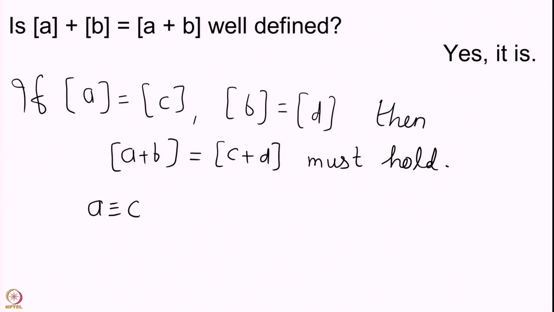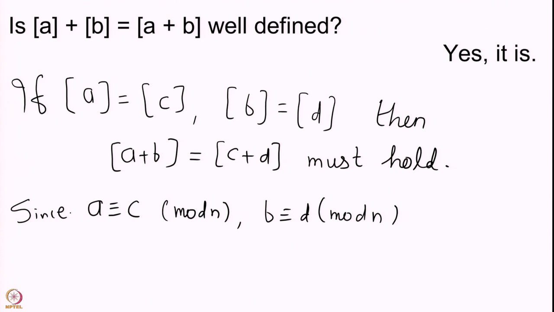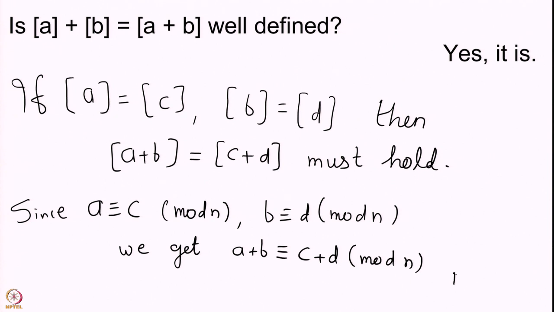So, how do we ensure that this holds? First of all, because class A is class C, we have that A is congruent to C mod n. This is something which is given to us, and we have that B is congruent to D mod n. But then we have seen that whenever A is congruent to C mod n and B is congruent to D mod n, we get A plus B is congruent to C plus D mod n. That is all that we needed to check, because the classes of A plus B mod n and C plus D mod n are the same, and that means that these two classes happen to be the same class. So, the addition is well defined.